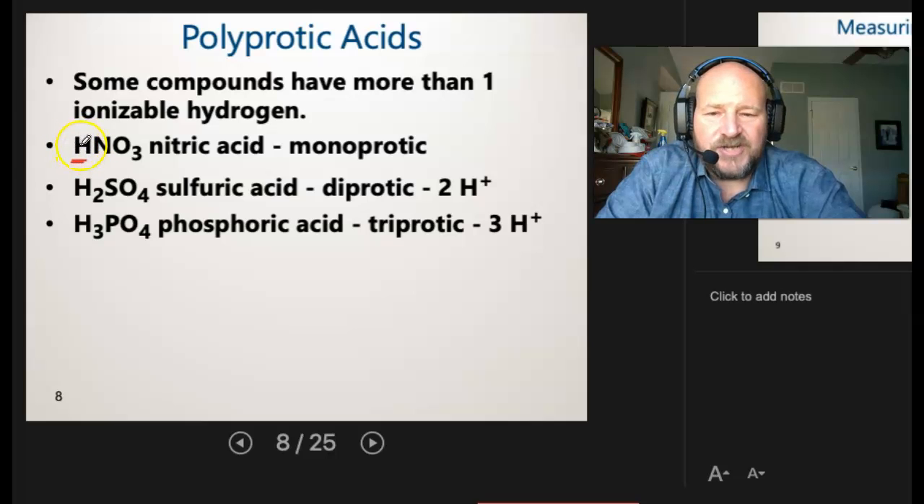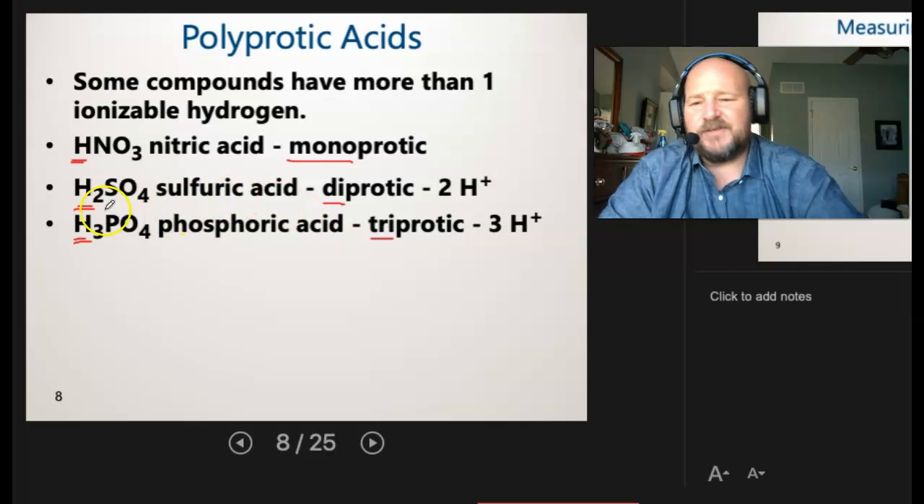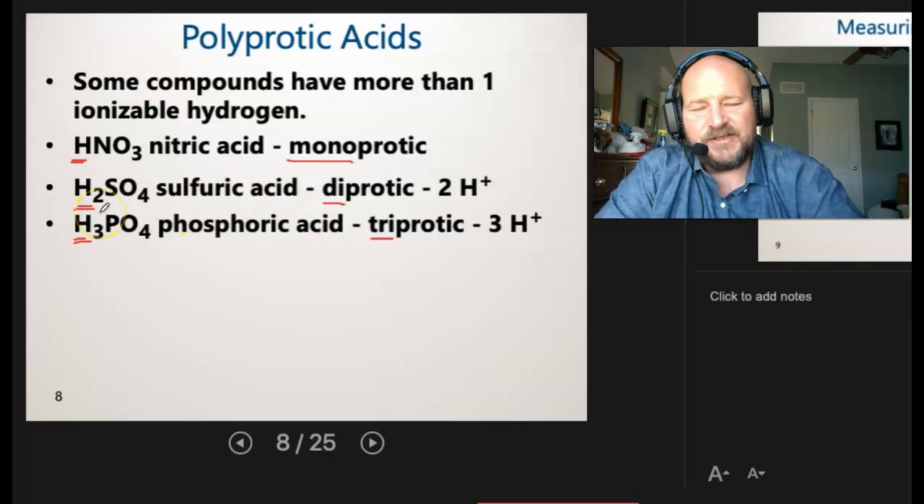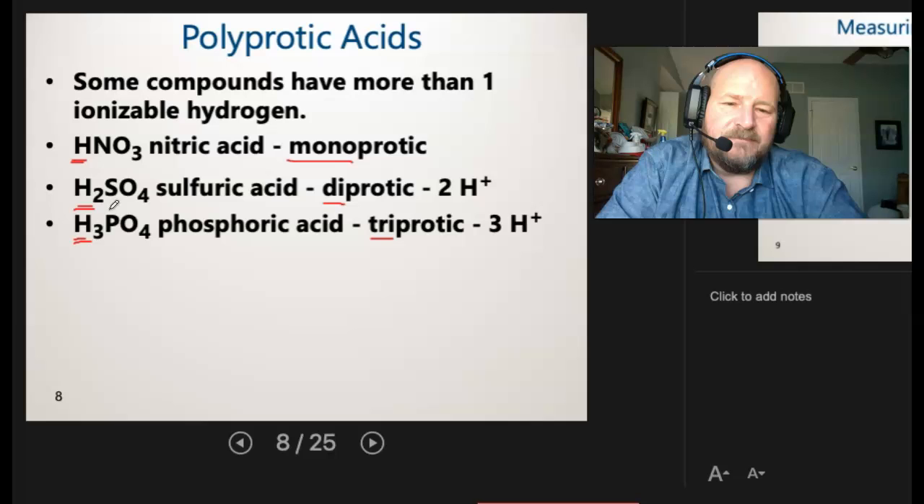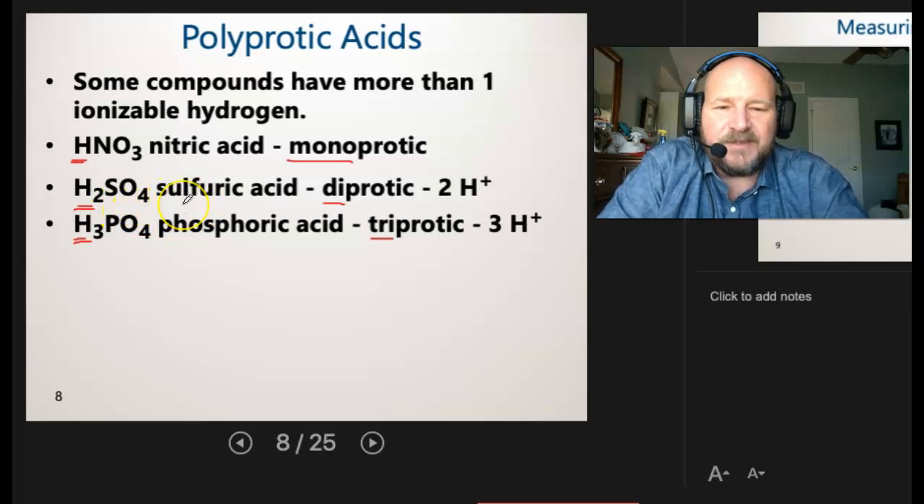If I have one hydrogen out front, it's monoprotic. If I have two hydrogens out front, diprotic. Three hydrogens out front, that's right, triprotic. So you can imagine if I have four hydrogens, what will that be? Tetraprotic? Probably something along those lines, right?